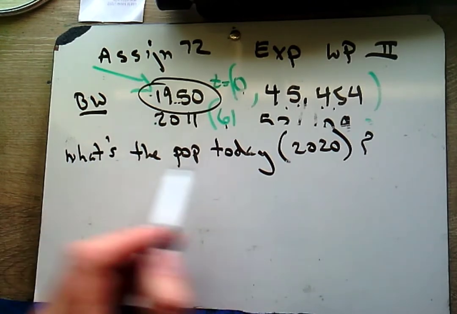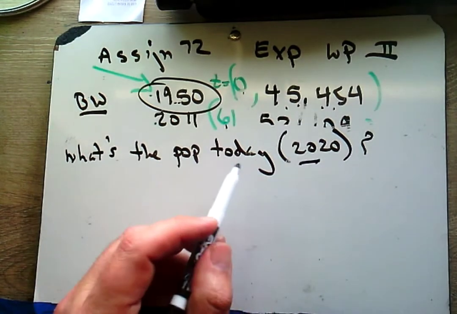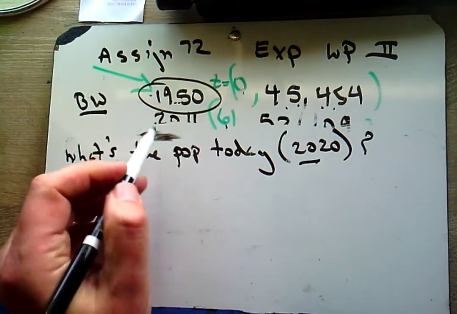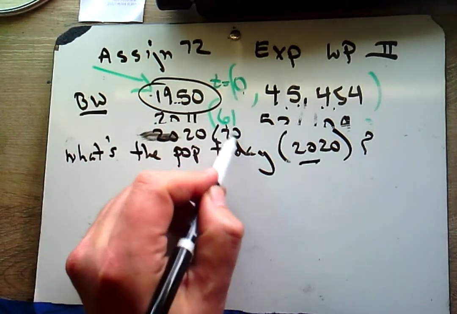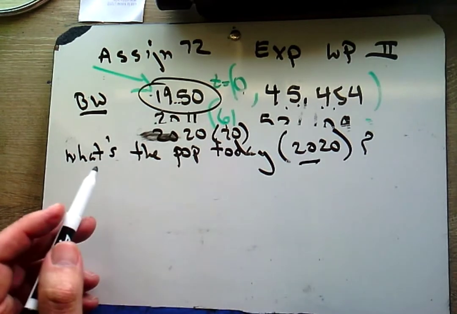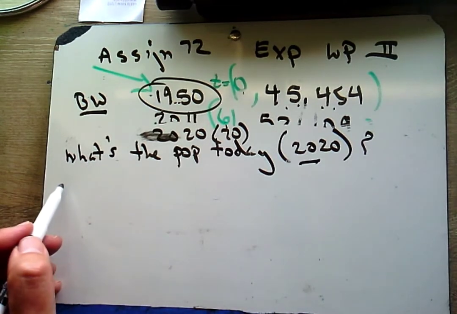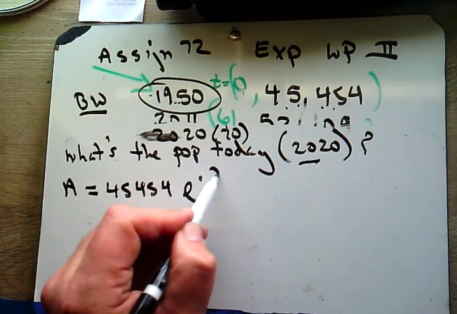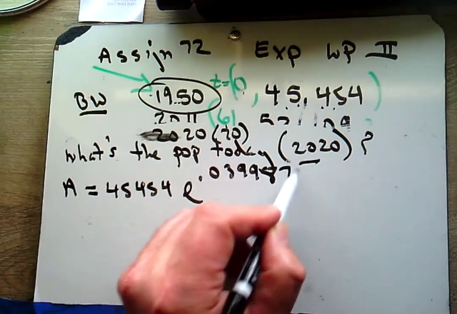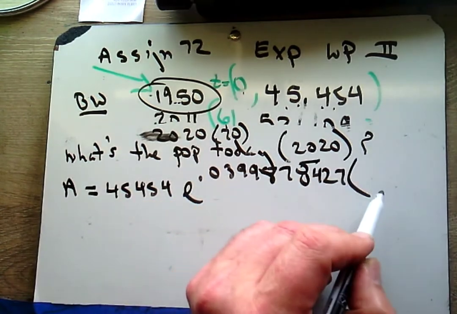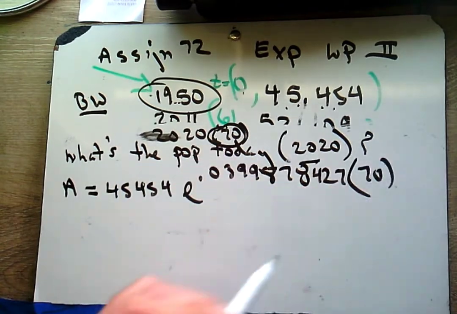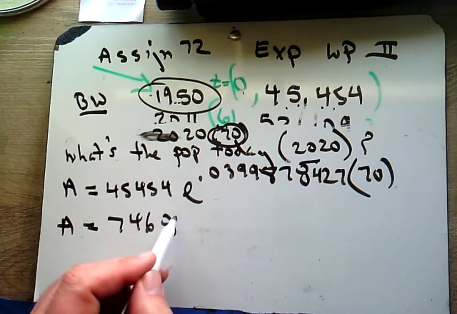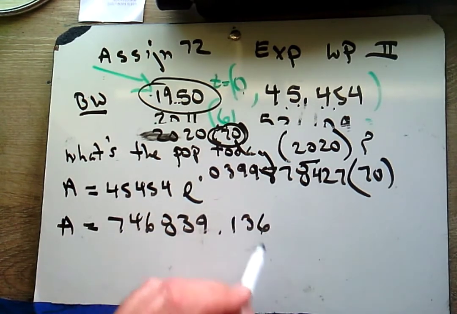Okay, well, for 2020, that would be t equals 70. When I plug 70 into our model, and remember our model was 45454 e to the 0.03998788427t, but I'm going to plug in a 70 for time. When I do this, I find out that the amount is 746,839.136.